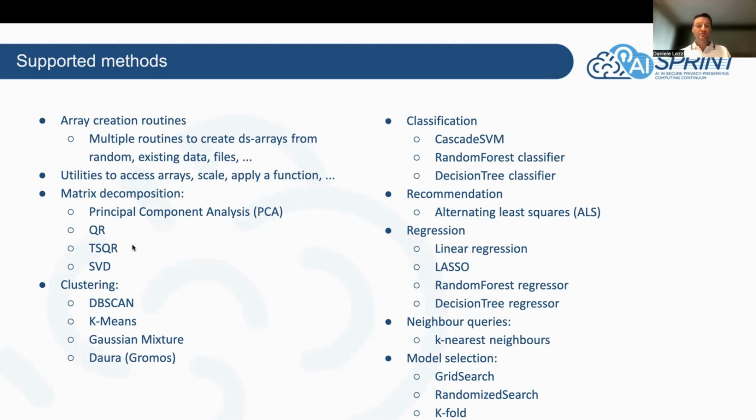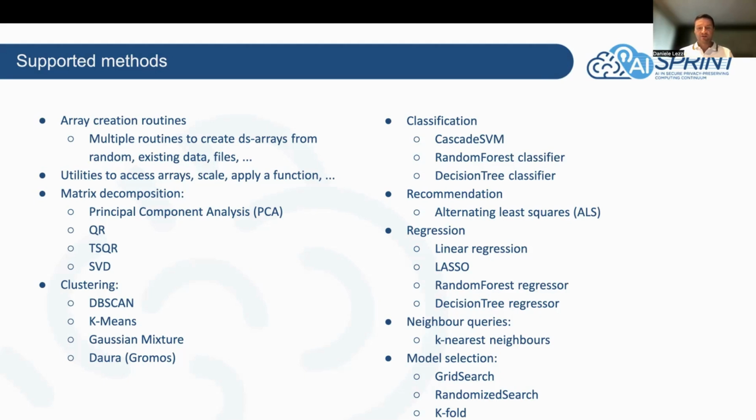Then, as available methods, we have matrix decompositions, PCA for example, to reduce the input data set. We have TSQR, CSVD, etc. Then we have methods for clustering and classification. Clustering such as DBSCAN and k-means, and classification such as cascade SVM. We have several versions of the random forest classifier with different optimizations. More details on these methods are available on our website with very detailed documentation.